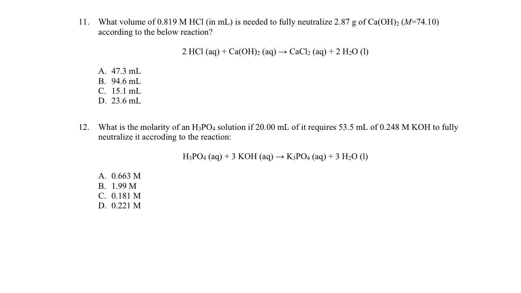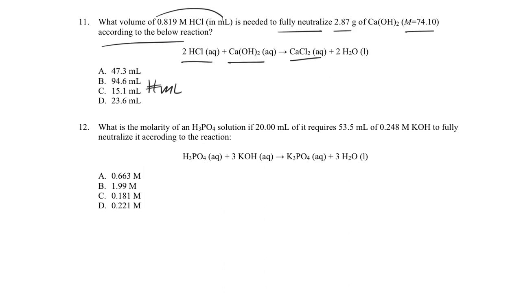So questions 11 and 12 get at stoichiometry type problems from chapter 4. The first one says we have 0.189 molar HCl. How much of it is needed to fully neutralize, that means just fully react with, 2.87 grams of calcium hydroxide with a given molecular weight, according to the below reaction. So 2 moles of HCl have to react with 1 mole of calcium hydroxide. We know the products, the salt plus water, calcium chloride plus 2 waters. And so hopefully I can solve a stoichiometry problem here.